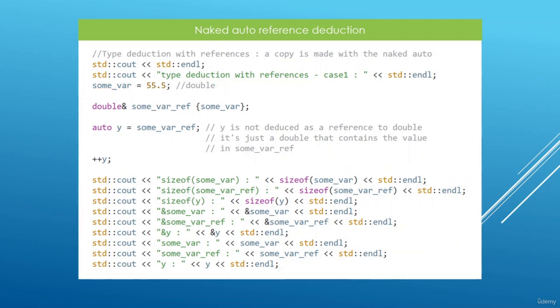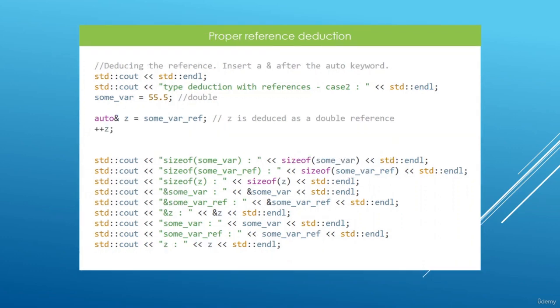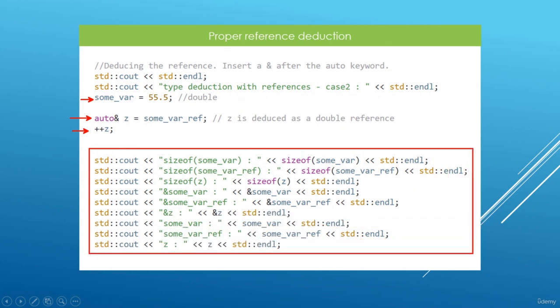But what if we really want to deduce a reference correctly? Well, C++ provides a syntax to do that. You have to specify an ampersand symbol after your auto keyword here. And when you do things like this, this is going to deduce a reference. And you can go through that reference to do some changes on the original variables here. And if we try to print our information here, this is going to be consistent.